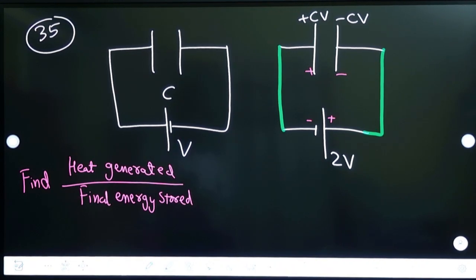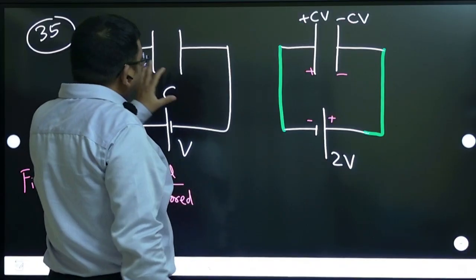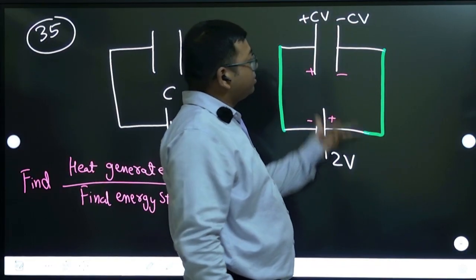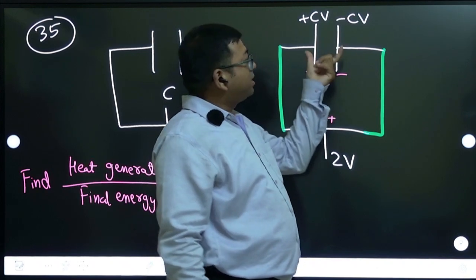Heat generated. See here, the battery is also involved. So heat generated is work done by battery minus change of energy. First of all, you need to find the energy initially. We are considering the loss or gain in this process. The capacitor was already having energy.